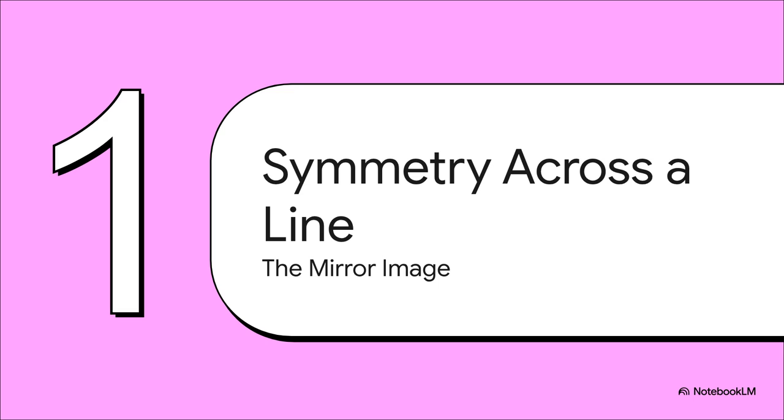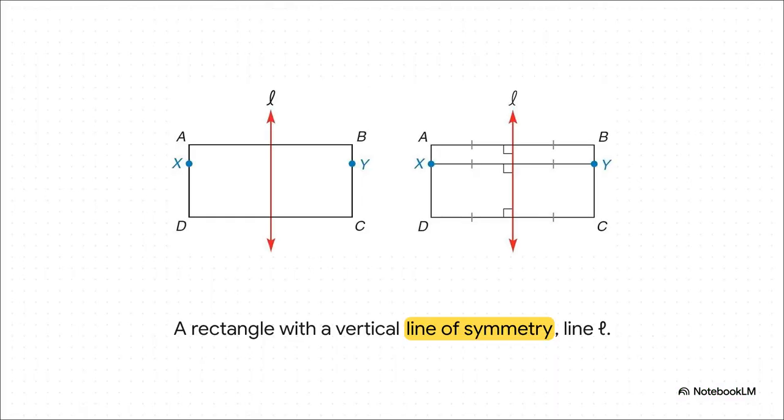The easiest way to think about it is like a perfect mirror image, where one half of an object is an exact reflection of the other. Okay, let's use this rectangle ABCD as our example. That vertical line running right down the middle, we'll call it line L. That's our axis of symmetry. Now, what that means is for any point you pick on the left side, say point X, you're going to find its perfect partner, point Y, on the right side. It's an exact mirror image across that line.